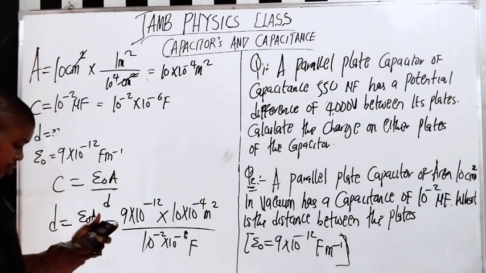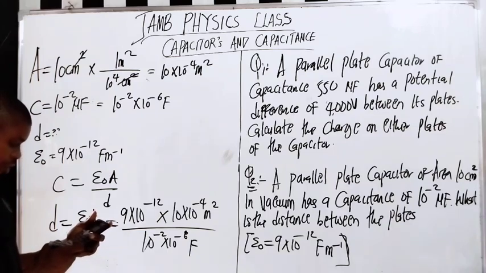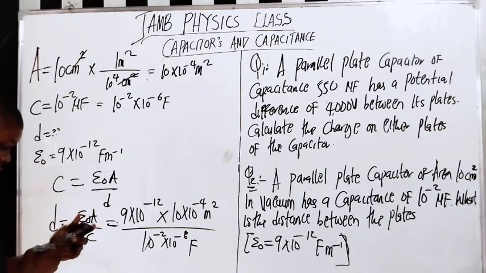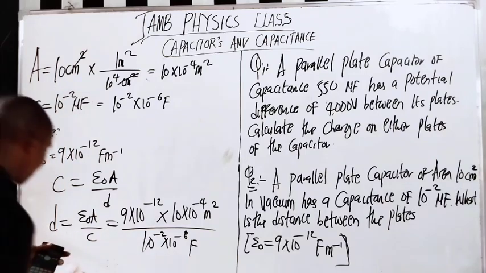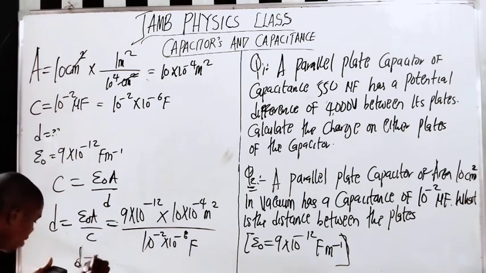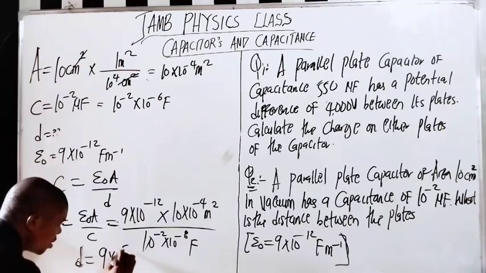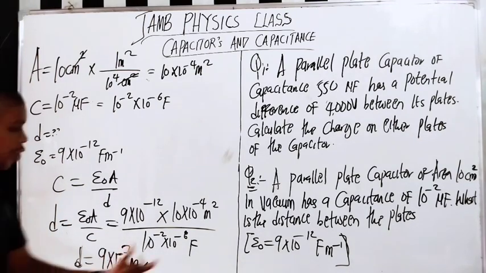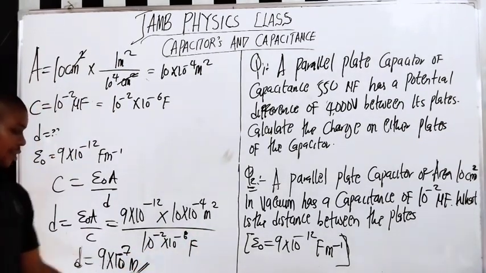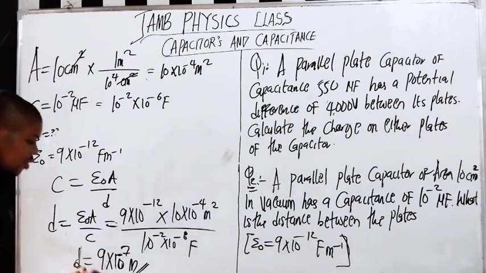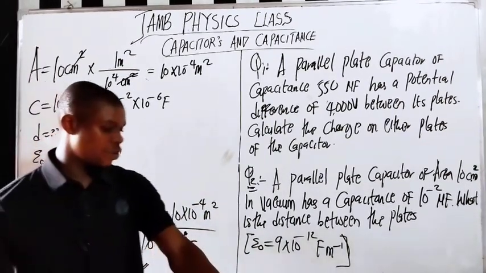10 exponential minus 12 times 10 exponential minus 4, divided by exponential minus 2 times exponential minus 6. So the answer here is going to be d equals 9 exponential minus 7 meter. So if you use your calculator and punch in your values here, this is what you're going to get, and this is what is correct.